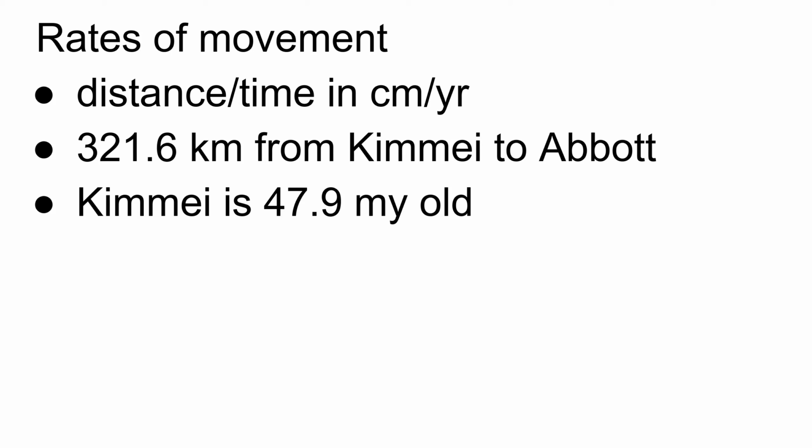So rates of movement: the distance over time, in centimeters per year, distance moved per time. For example, in the Hawaiian Islands, one of the things we're going to be doing is looking at the distance from island to island and seeing how long it's taken the plate to move that distance. So we know that it's 321.6 kilometers measured from Kimai Seamount to Abbott Seamount. And we know that Kimai is 47.9 million years old.